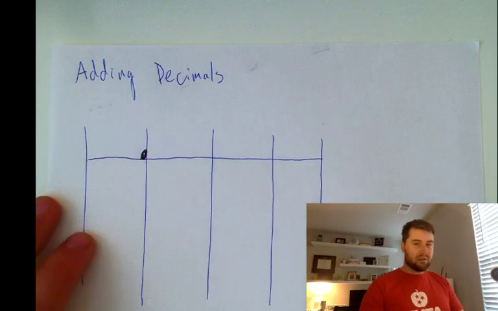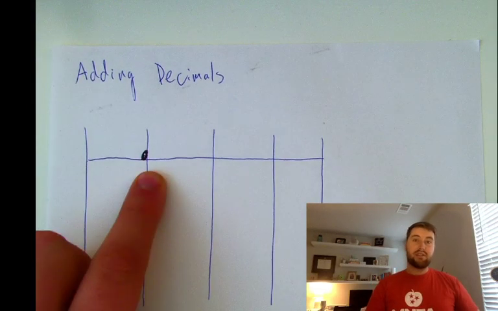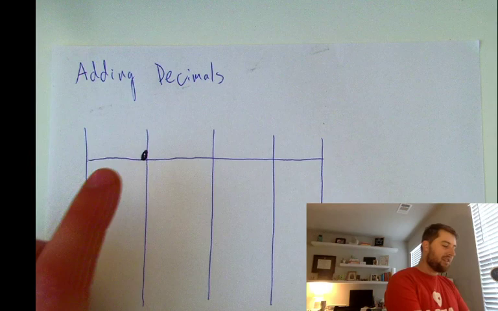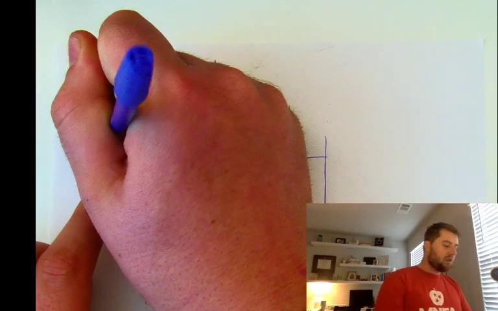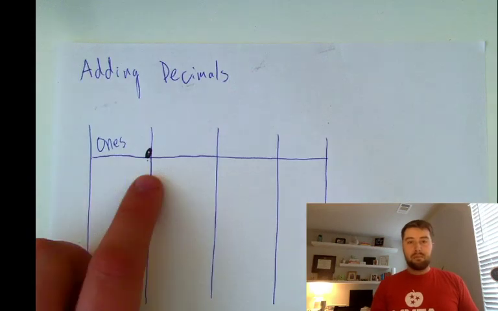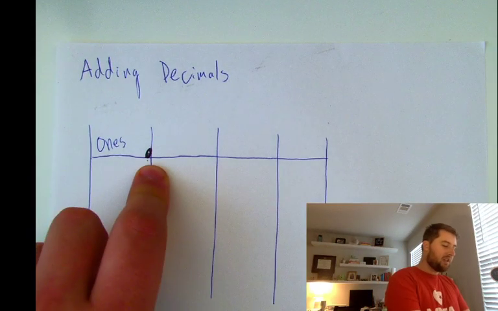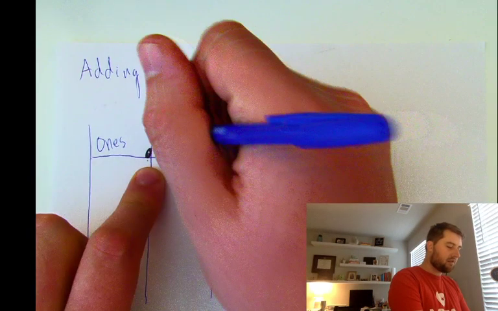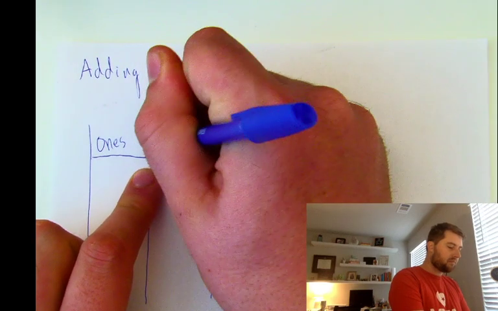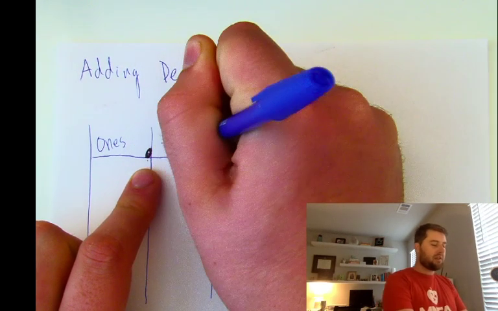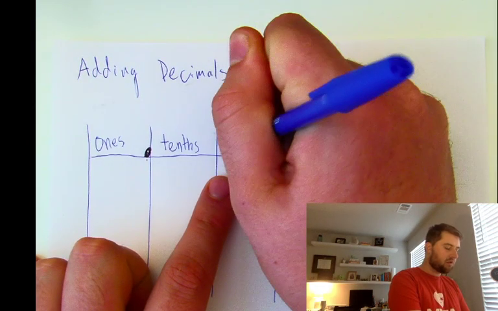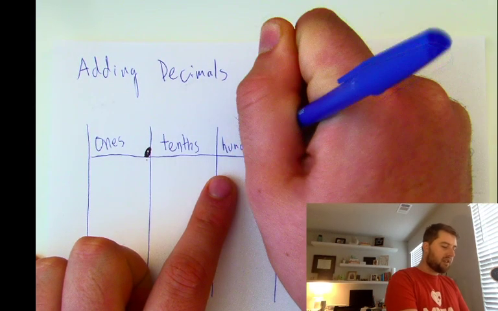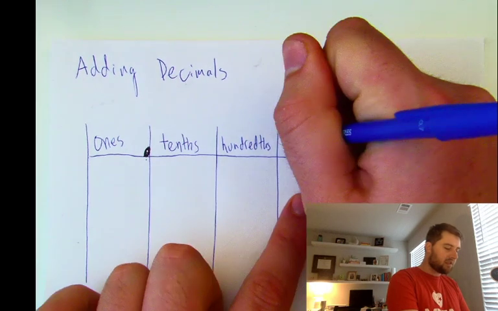So if this is our decimal place, you already know the number, or the digit, the place to the left of the decimal place is going to be our ones place. The place value to the right of the decimal place is our tenths place. One more spot to the right is the hundredths place. And then we have the thousandths place.